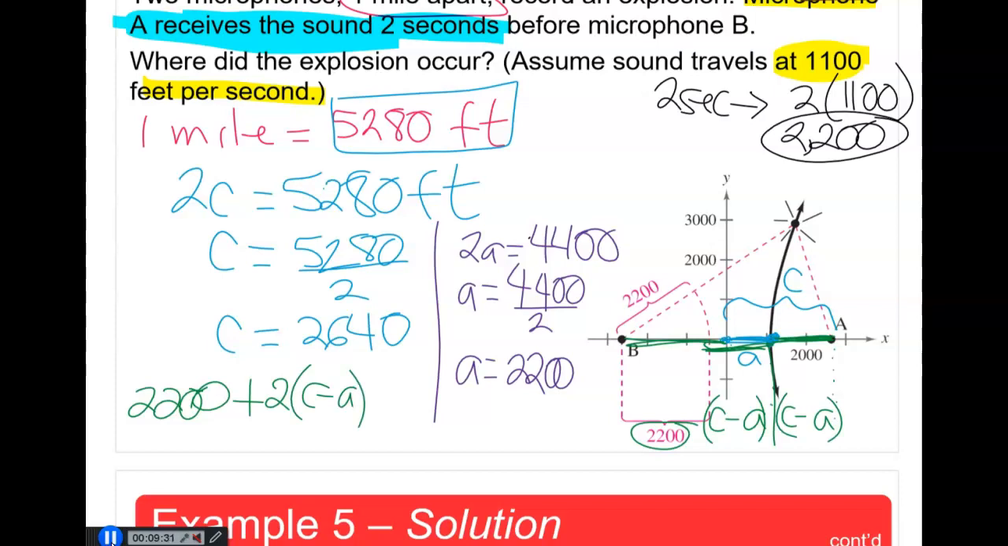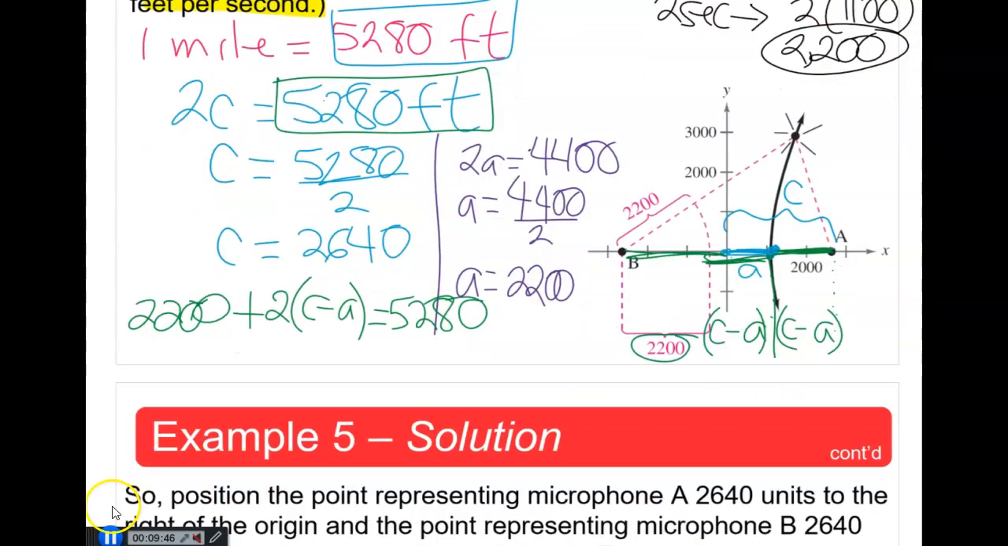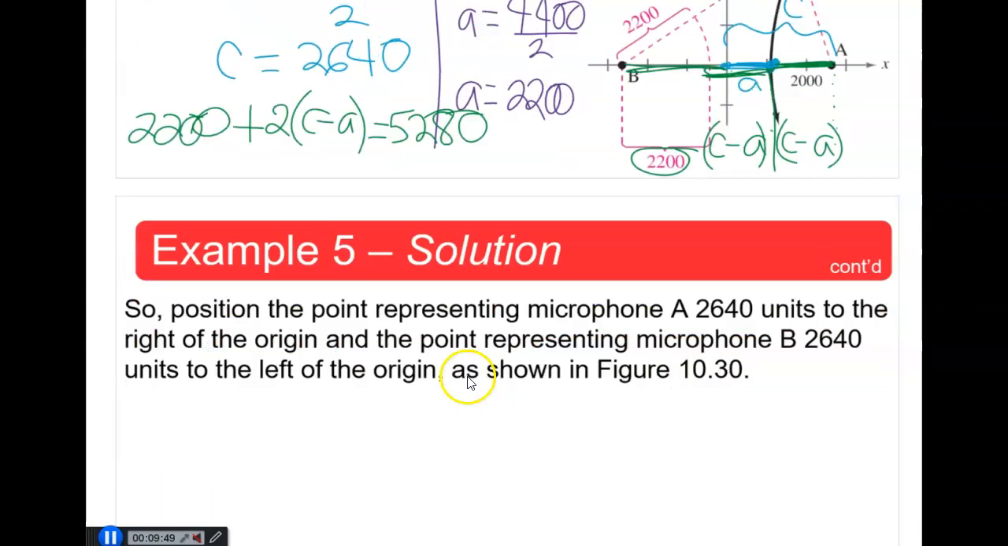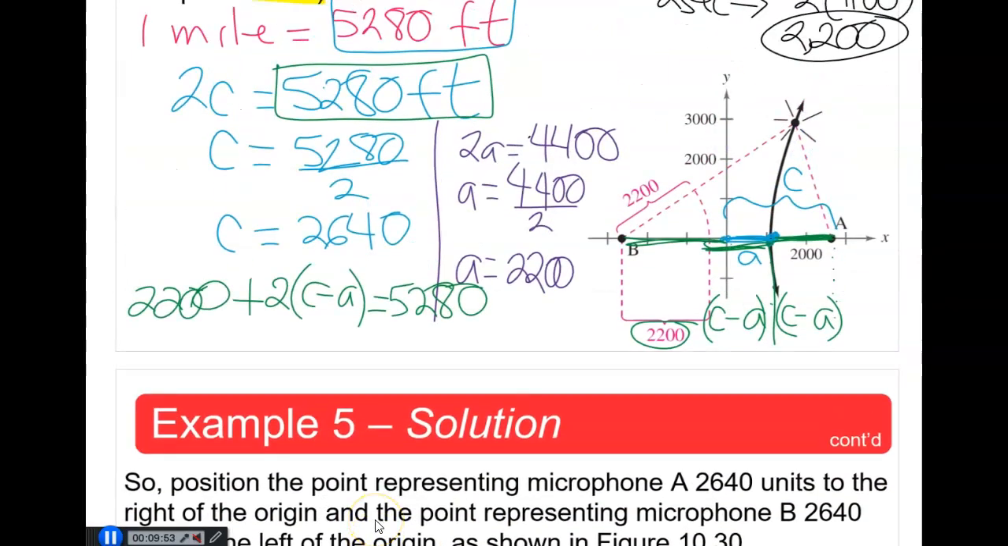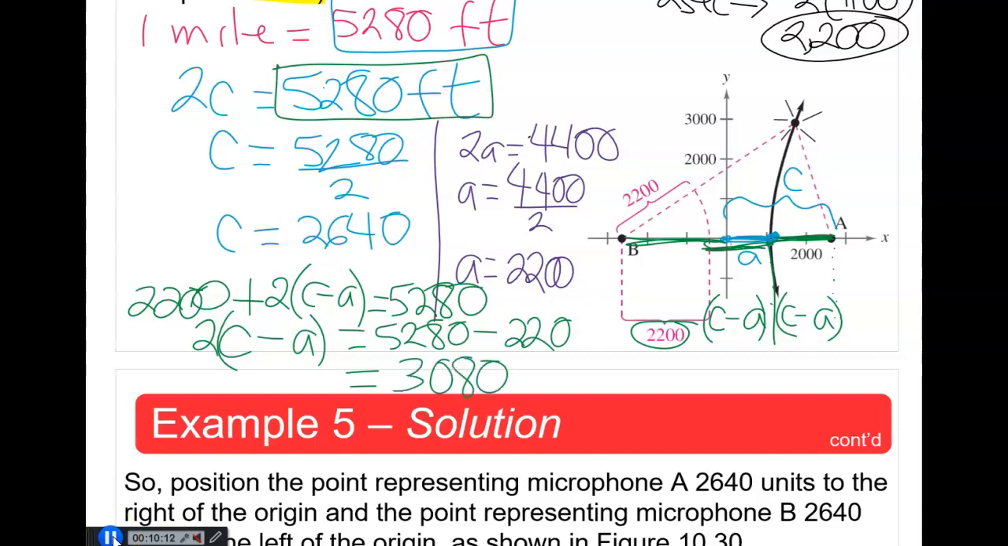And that is equal to the 5280, the 1 mile. Remember, they are a mile apart. So if we solve for A right here, we could do it that way, because we already know the value for C. So if we just leave C minus A for now, and we take the 5280, subtract the 2200, we get 3080. I will not distribute. I will just take that 2 that is multiplying and divide down here.